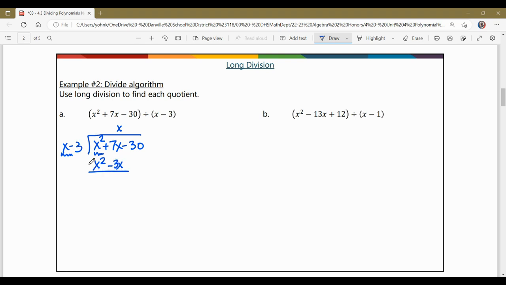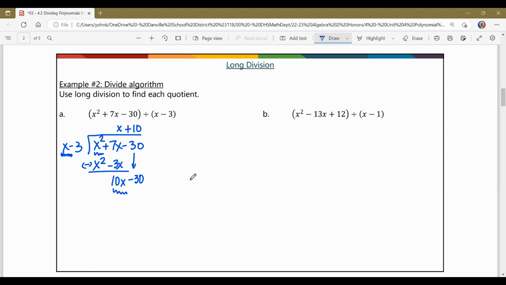I'm going to draw my line and subtract. So x squared minus x squared is 0. 7x minus a negative 3x is 10x. And then I bring down my next term, minus 30. And then I repeat the process. I ask myself, how many times does x go into 10x? And the answer is 10 times.